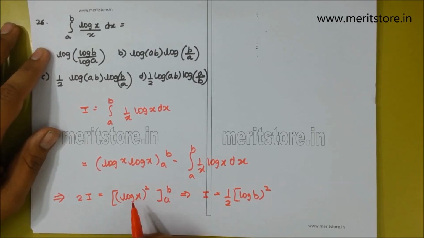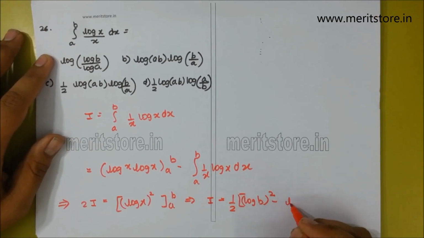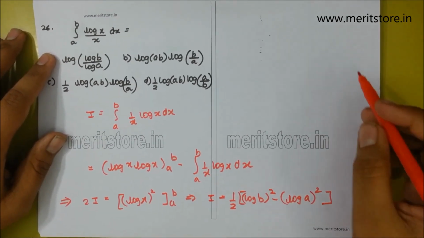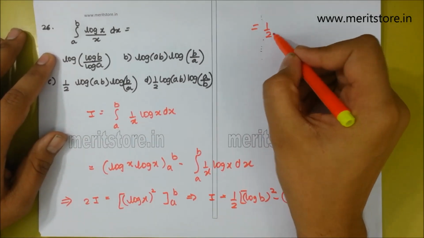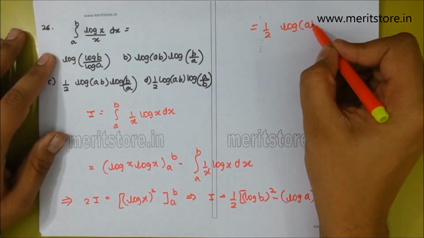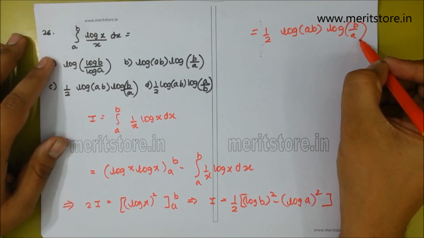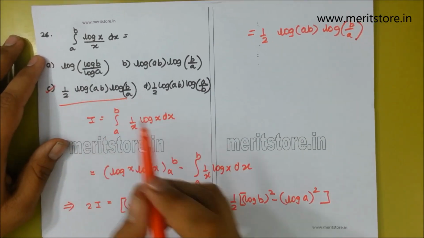So instead of x I'll substitute b first. Log of b square minus log of a square, which will give us 1 by 2 log of ab log of b by a. That is option C is the correct answer.